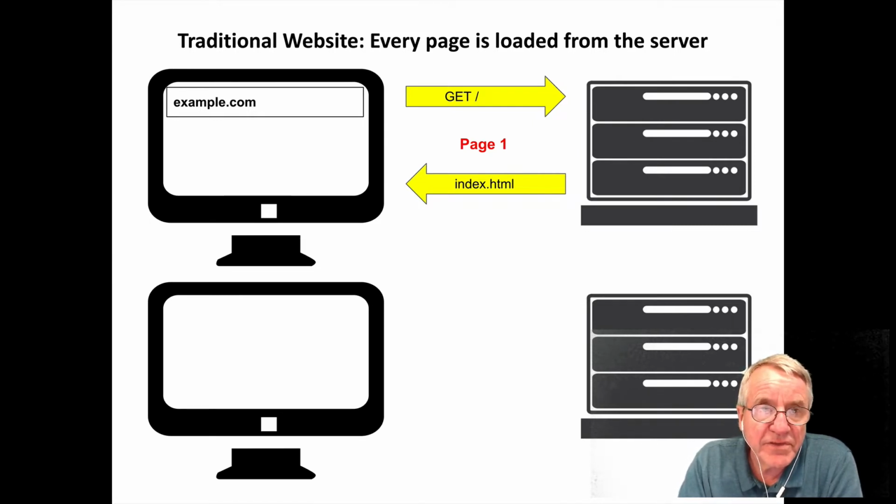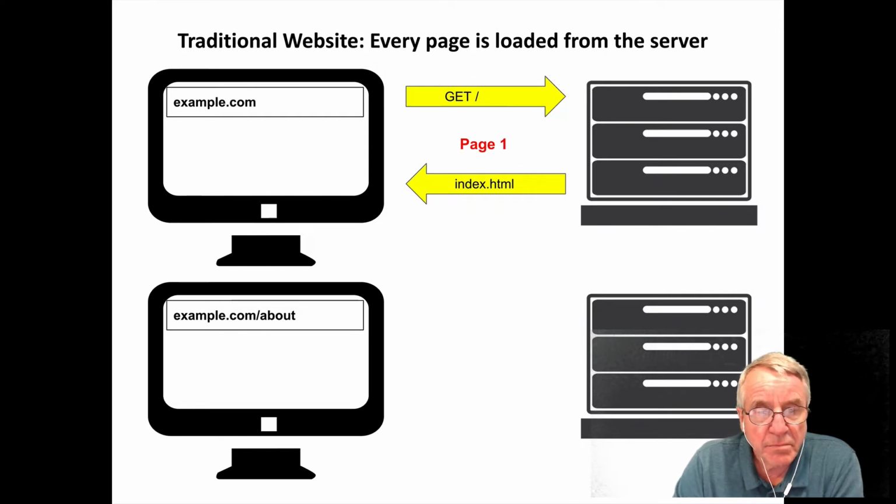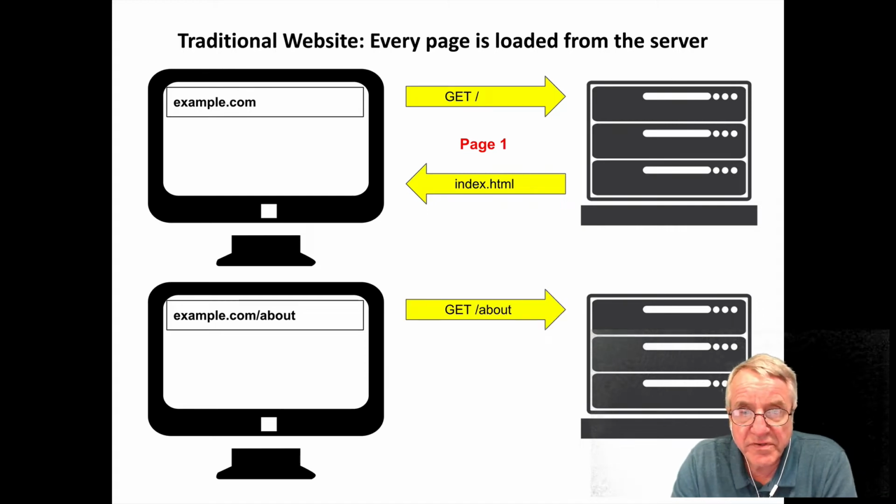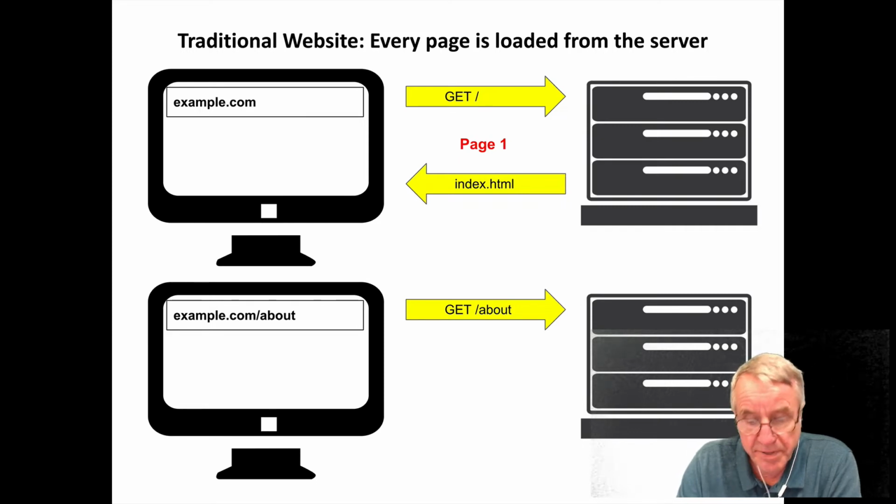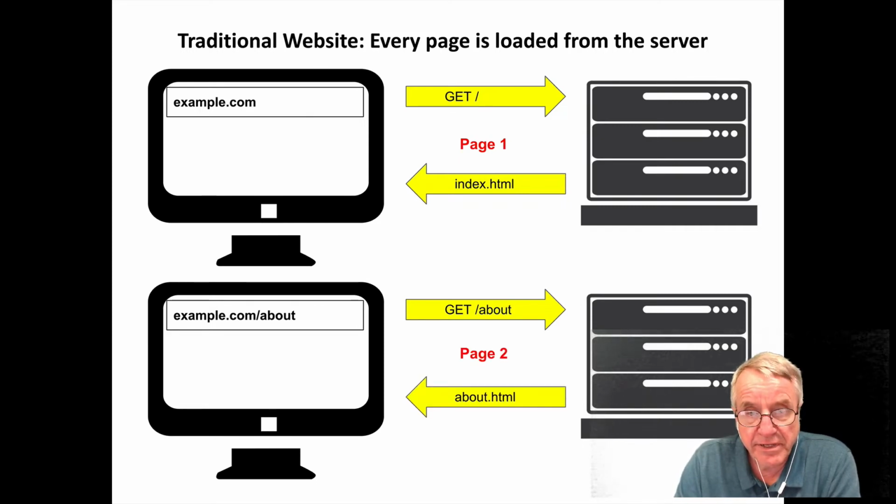So let's say you navigate from the home page to a different page on that website, for example, example.com/about. So you want to have the about page. The client makes a request with a server path about, and because it sends a different path, the server will respond with a different page, the about HTML page, and sends that back to the client, which then renders the about page. So the traditional website works page after page after page.